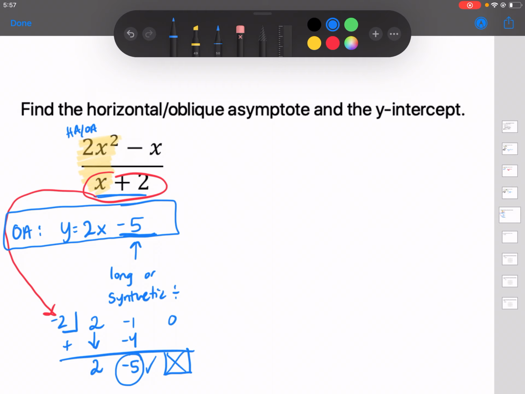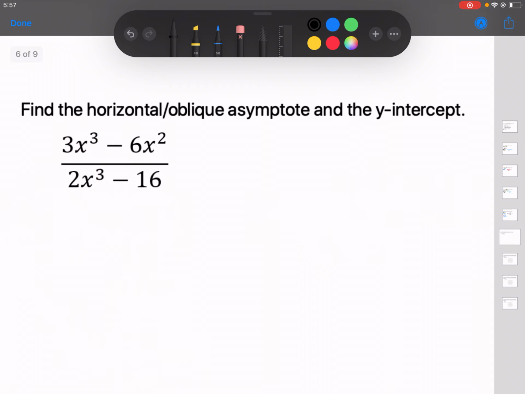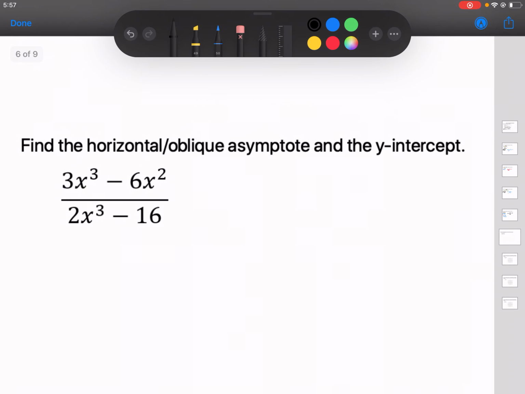So let's go to y-intercept. I'm just going to plug 0 in for all the x's. On the top you end up with just 0 because that's the constant on top. The constant on bottom is 2, so 0 over 2 is 0. So we have a y-intercept at 0, 0. I've had a lot of 0, 0 y-intercepts. This is another one. Oh, good. We've got some that are not 0, 0 coming up.